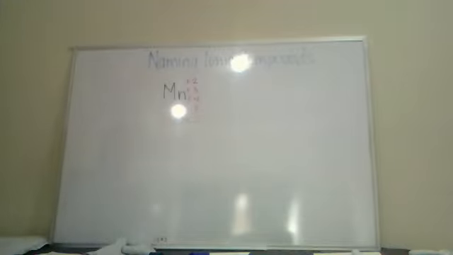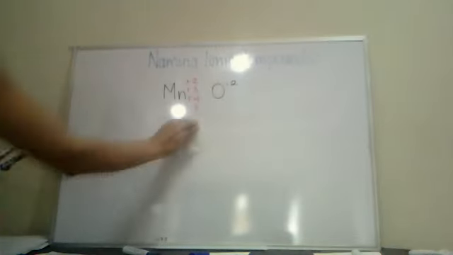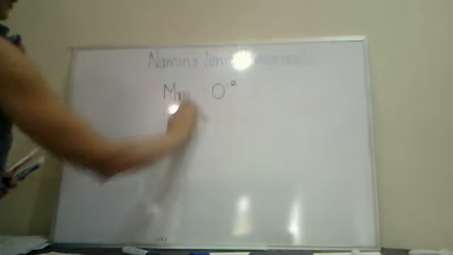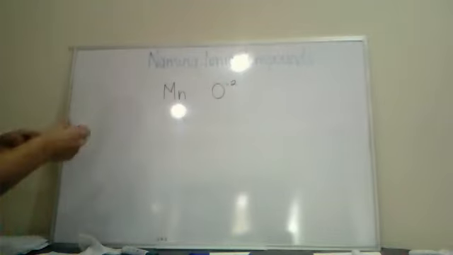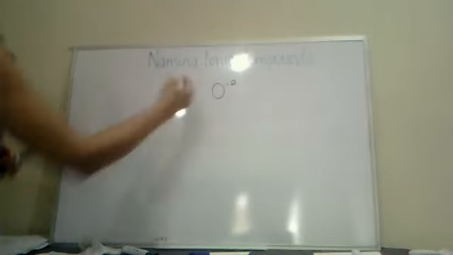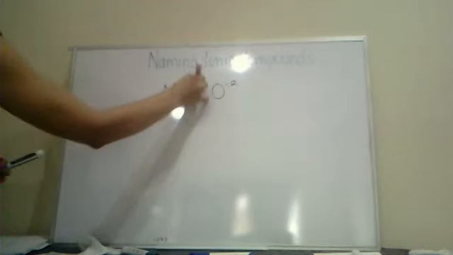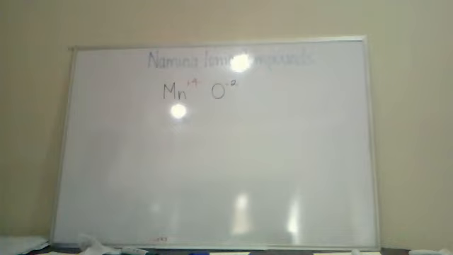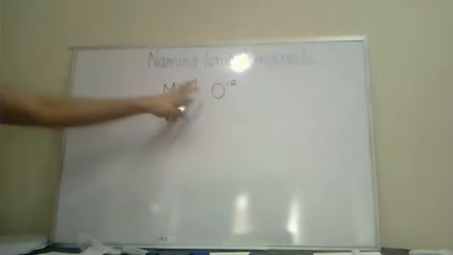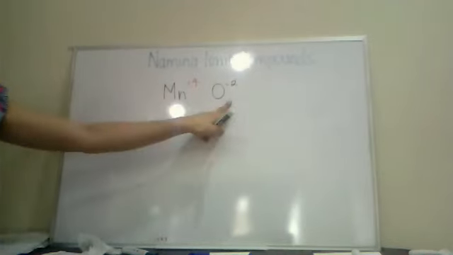So we're gonna combine manganese with oxygen. Oxygen has a charge of -2. And with manganese, we're gonna use two charges. First, we're gonna use the charge of +4, and then we're gonna use the charge of +7. All right, manganese, +4. Manganese is +4, oxygen is -2.